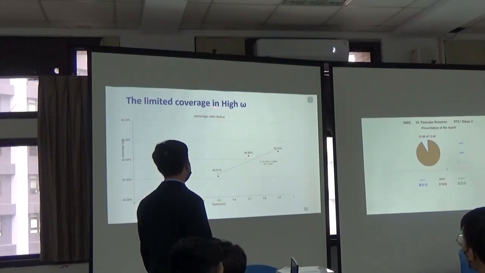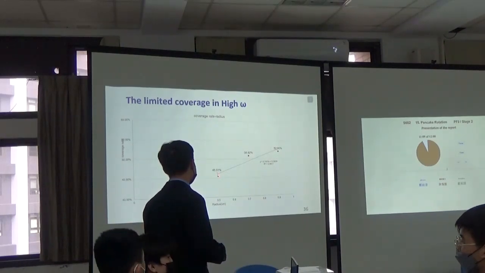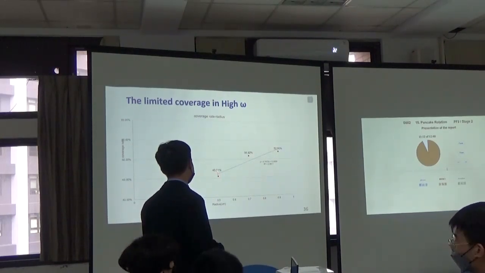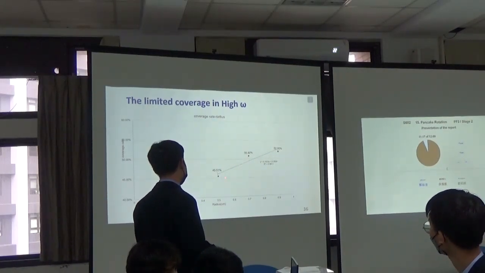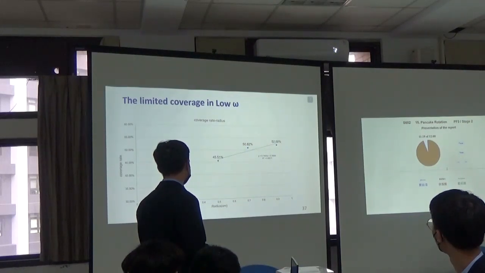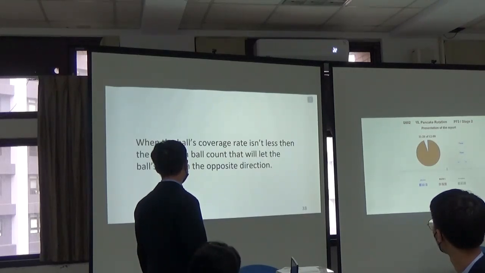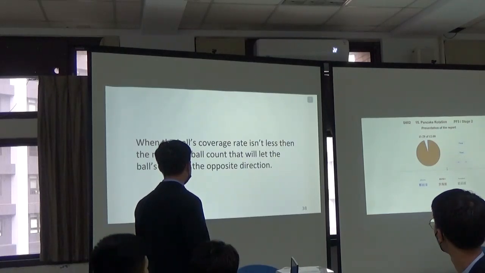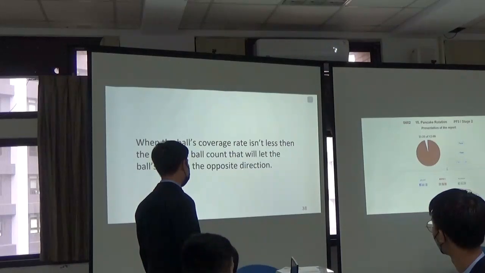Okay, this is our result in high omega. When the coverage rate is higher than this, the opposite directional motion will happen, and vice versa. And this is also true: when higher than this, the opposite directional motion will happen. So if the coverage rate isn't less than the minimum ball count, that will let the ball move in the opposite direction.